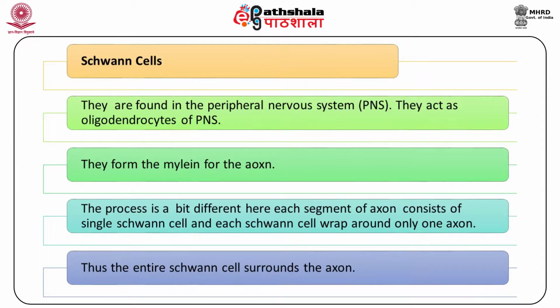Schwann cells are found in the peripheral nervous system. They act as the oligodendrocytes of the PNS. They form the myelin for the axon. The process is a bit different here. Here, each segment of axon consists of a single Schwann cell and each Schwann cell wraps around only one axon. Thus, the entire Schwann cell surrounds the axon.